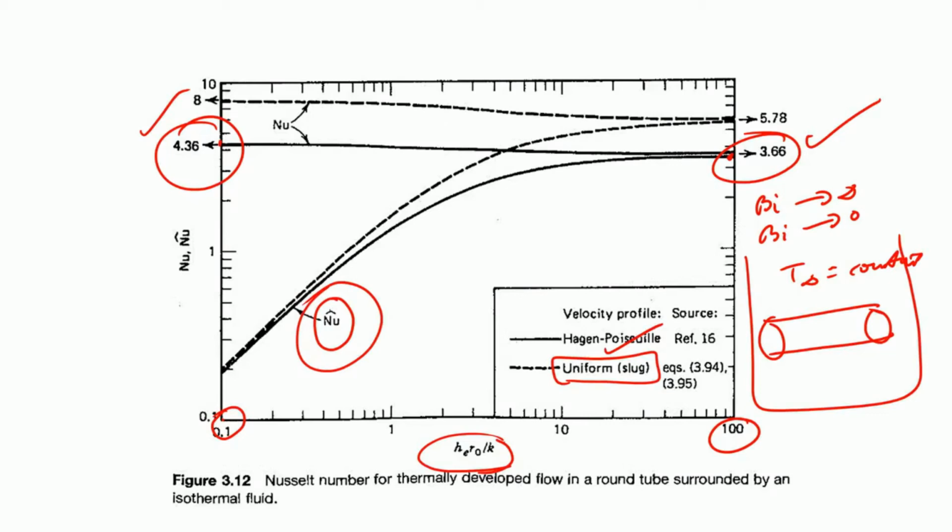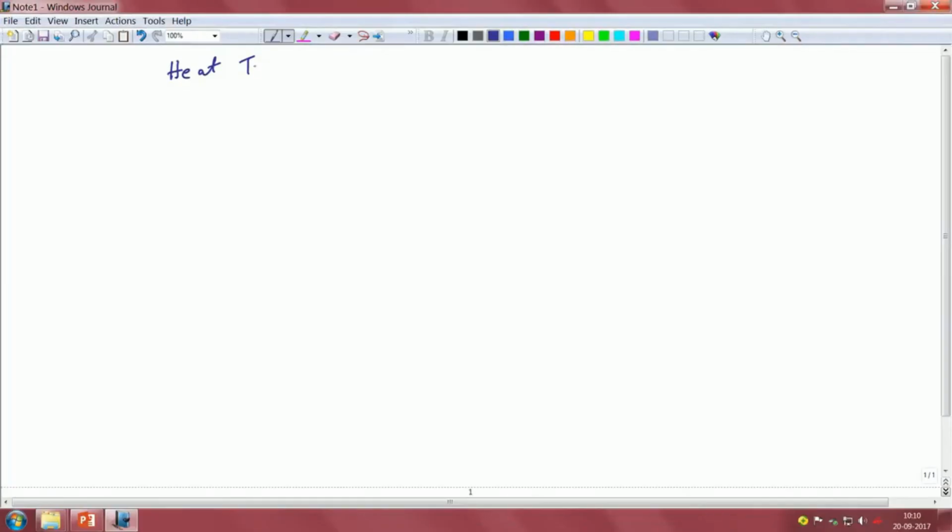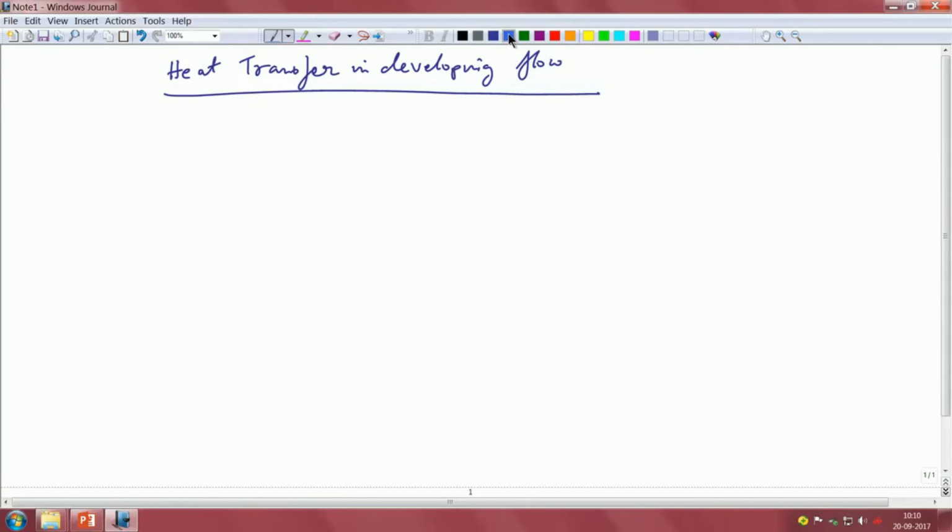Now we will go back to our thermally developing flow and try to understand how it actually varies. So, let us look at the heat transfer in developing flow. That is what our main aim was. Here we come to a situation where, in the entrance region, we ask how the heat transfer happens.